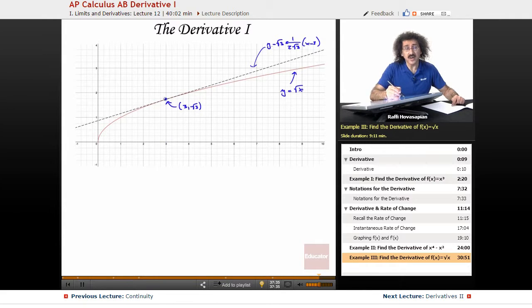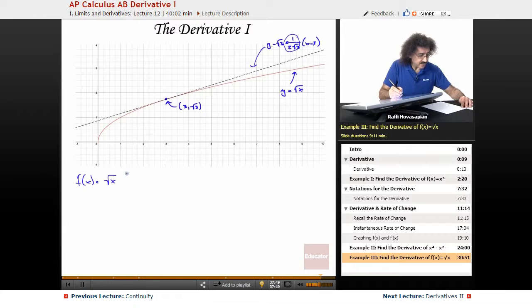This point is easy to find. You just plug in the x value and you get the y value. That's going to be the 3 in the rad 3. The slope, that's from the derivative. F of x equals radical x. F prime of x, 1 over 2 radical x. It's that simple. Hope that made sense.